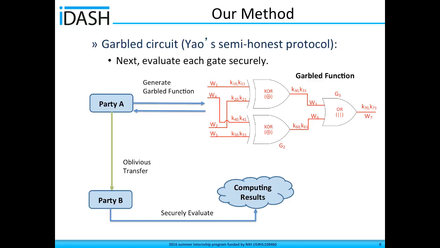After party B has the inputs and the garbled circuit, it will securely evaluate the garbled circuit and get the computing results. During this protocol and flow, we can see that the two parties can interactively compute the results without any other party knowing their inputs. And more importantly, this scheme only has two parties and does not require any third party in this computing process.